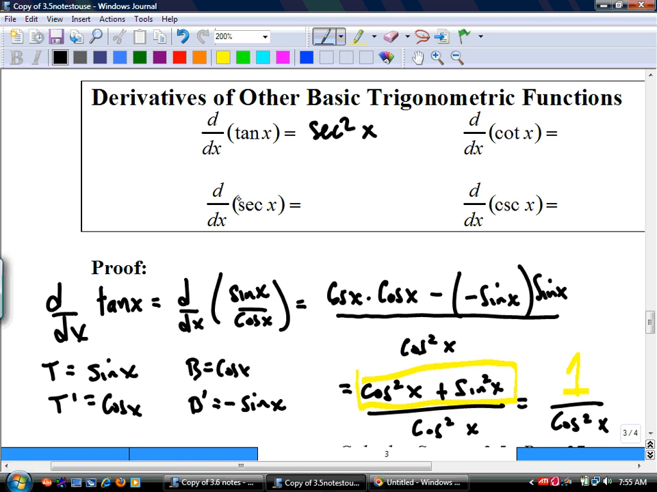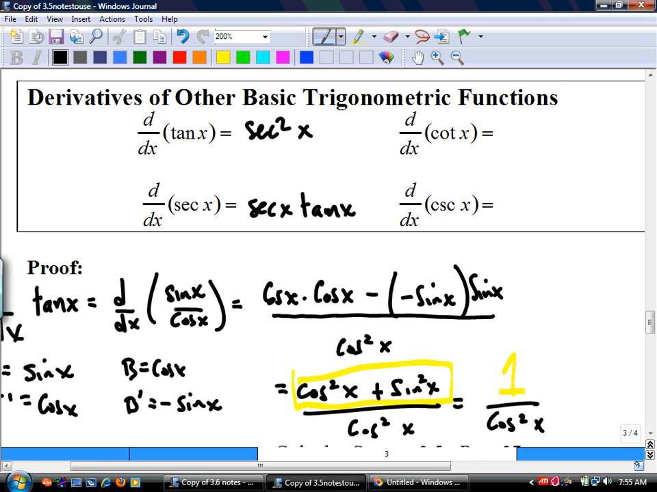Okay, derivative of secant is secant x tan x. The derivative of cotan. Now, okay, start to recognize patterns here. Is negative cosecant squared. The derivative of cosecant is going to be negative cosecant cotan.